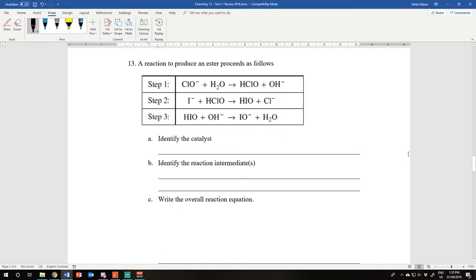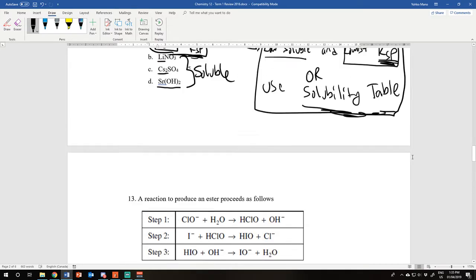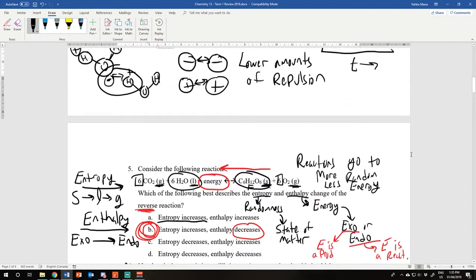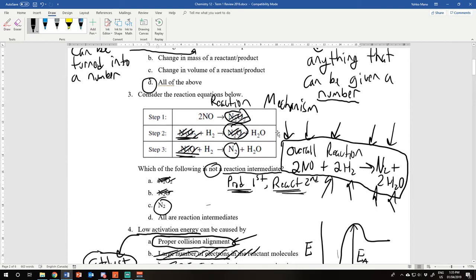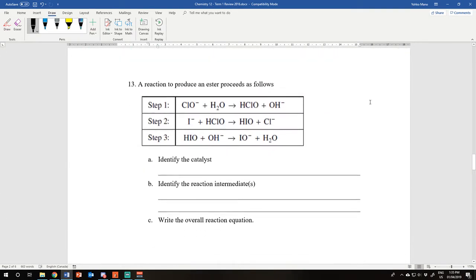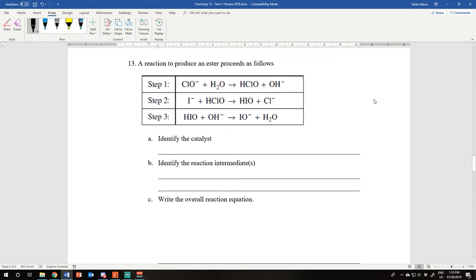All right, 13. So here is another question, very similar to number 3. What you want to do for this, just like before, is write the overall reaction equation, which I actually wrote down here. So do that first. Interestingly enough, in the process of writing the overall reaction equation, you can figure out all the other stuff.